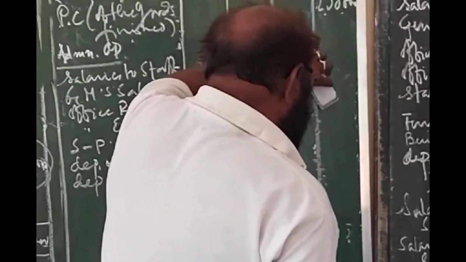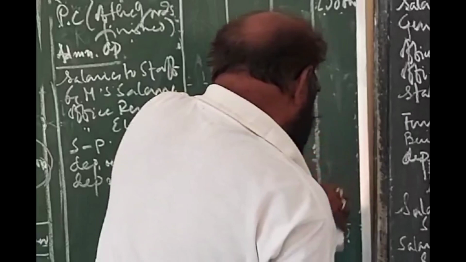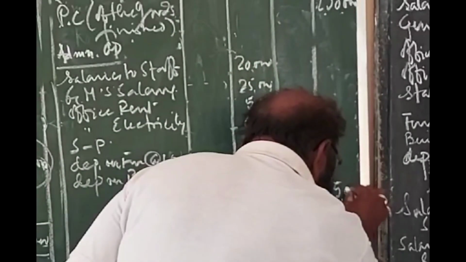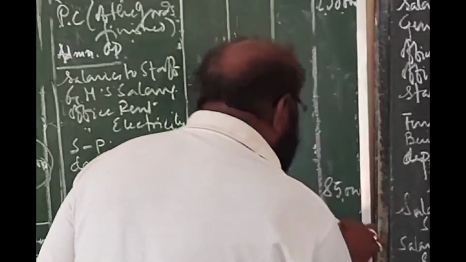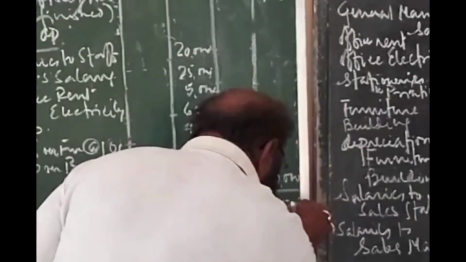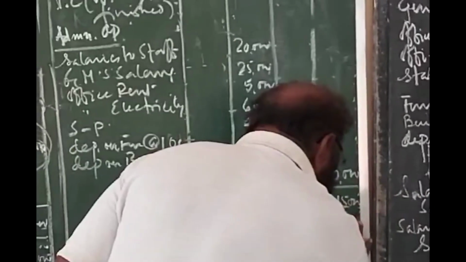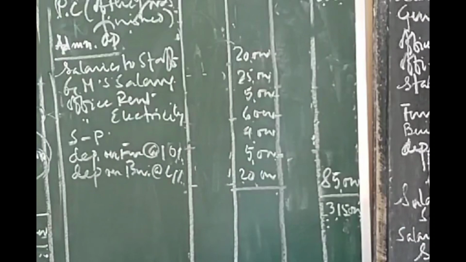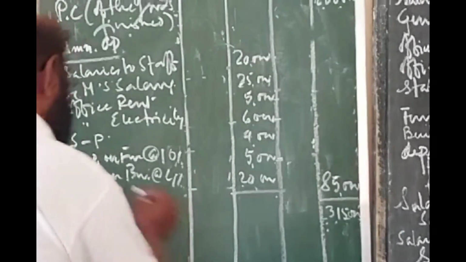85. No? Okay. So friend, it is 85,000. It means it is total 3 lakh 15,000. Okay. Clear?